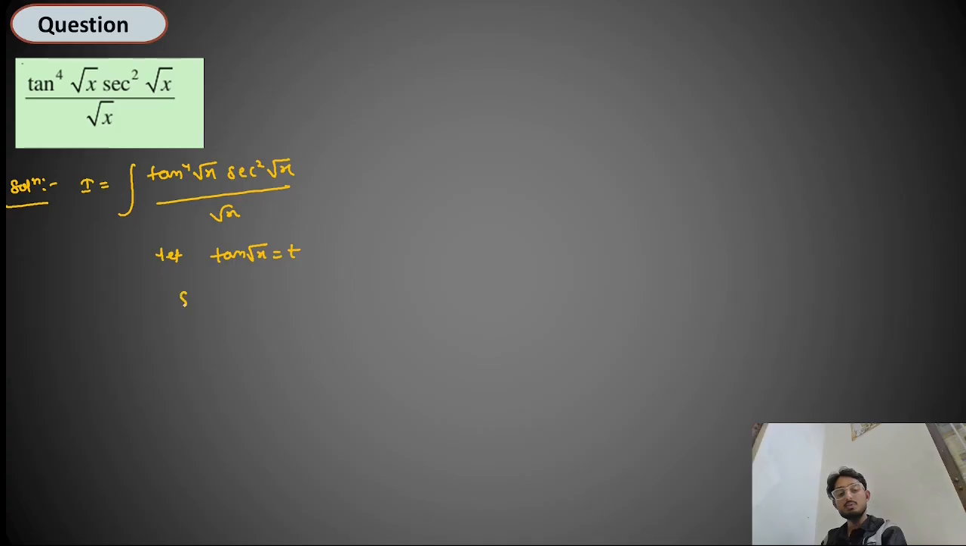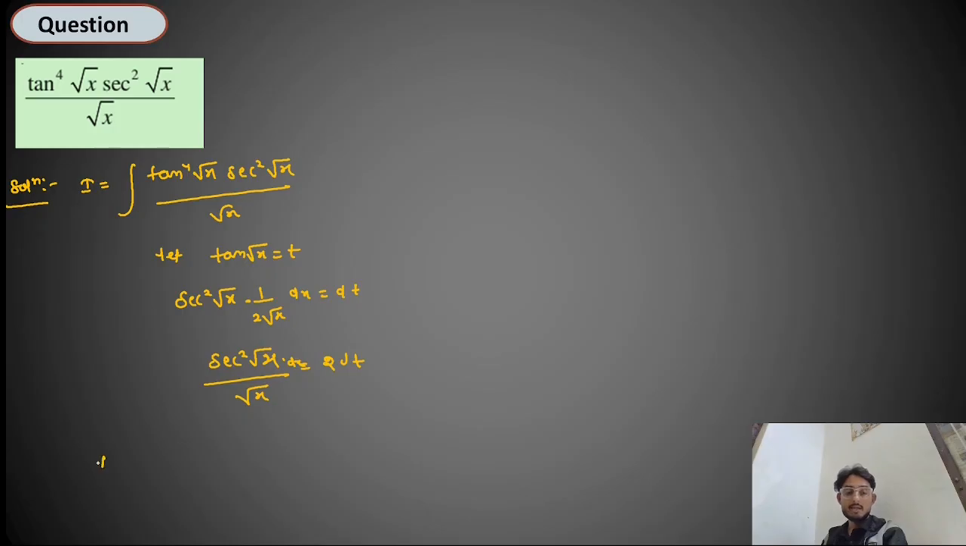Differentiation of this term equal to sec square root x, and then what is the differentiation of root x? 1 upon 2 root x dx equal to dt. You can see here sec square root x upon root x dx equal to dt. The 2 will be transferred from this side to that side. We get sec square root x upon root x dx equal to 2 dt.